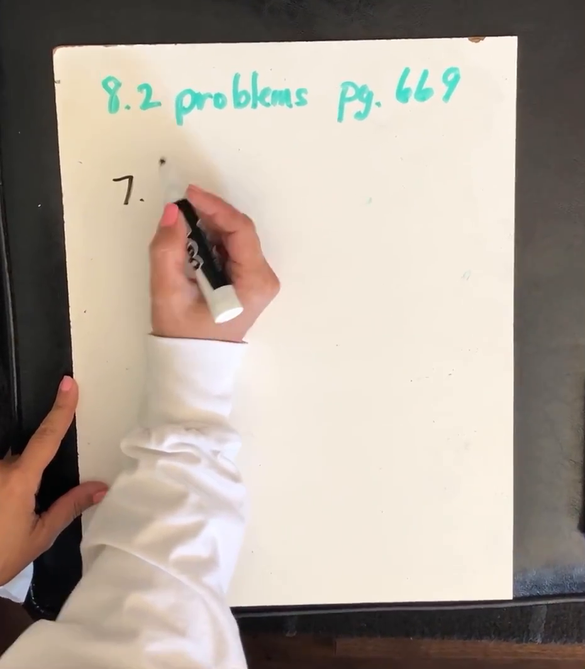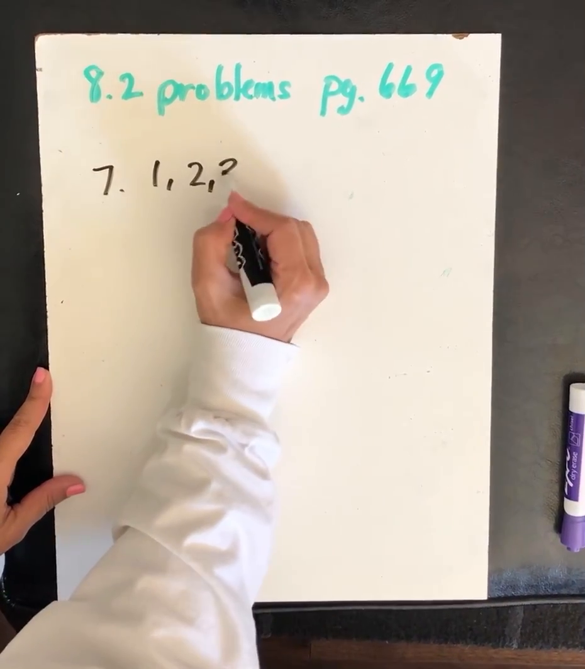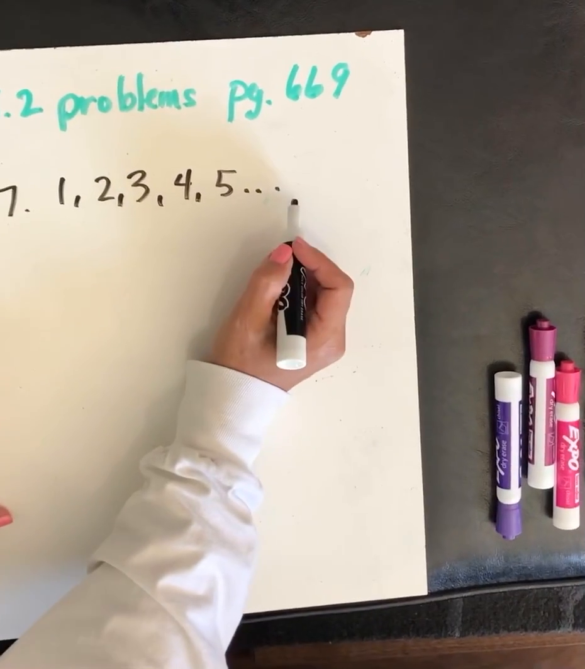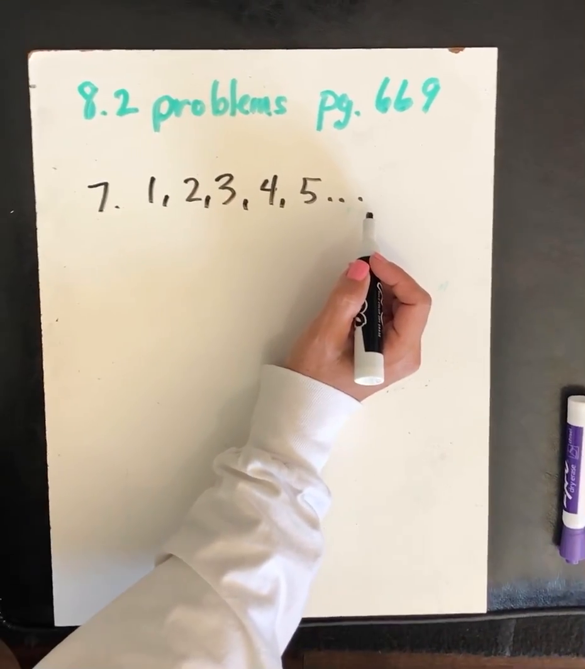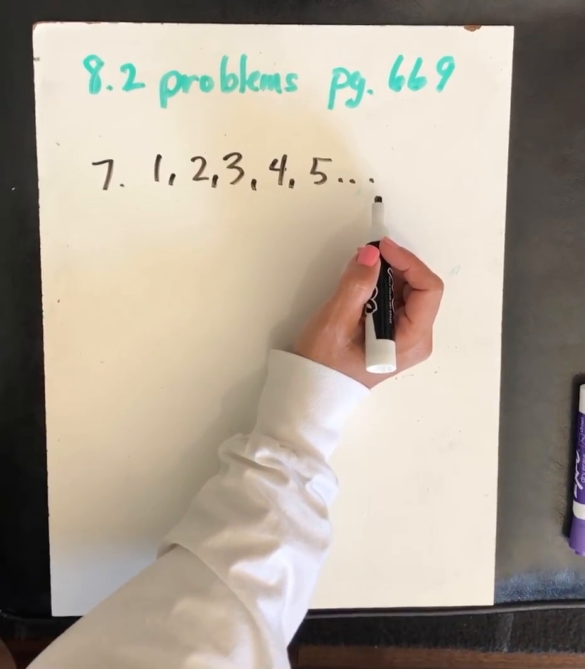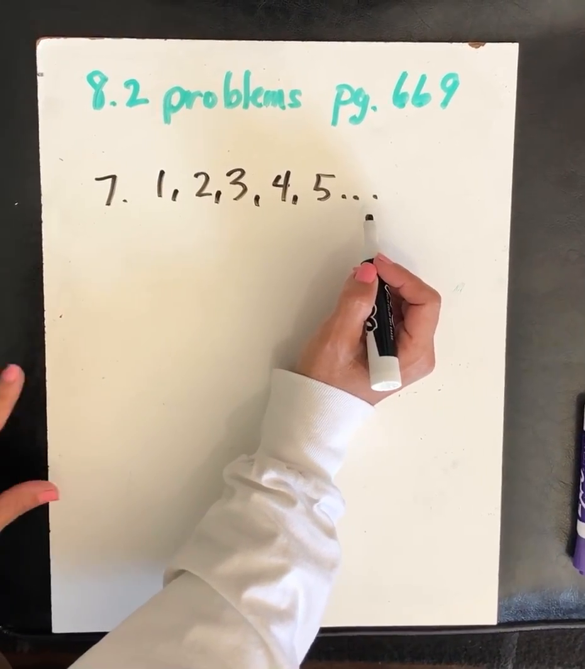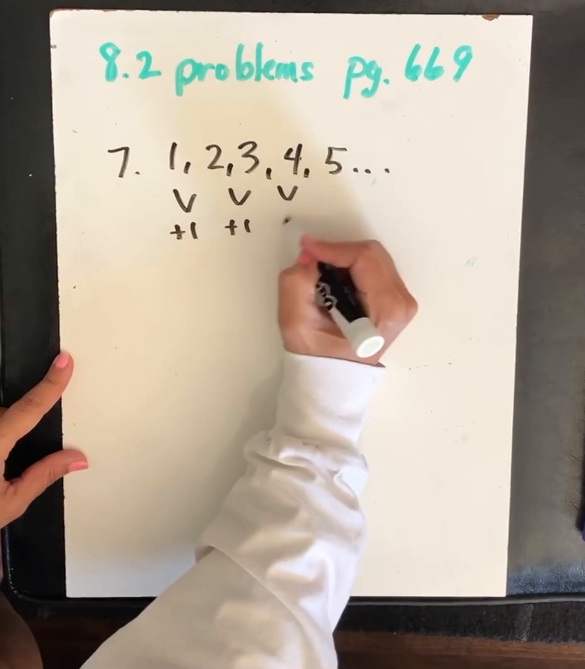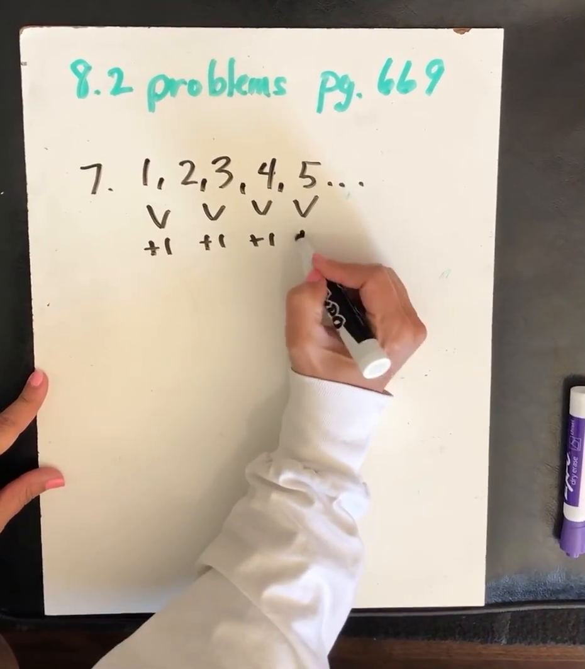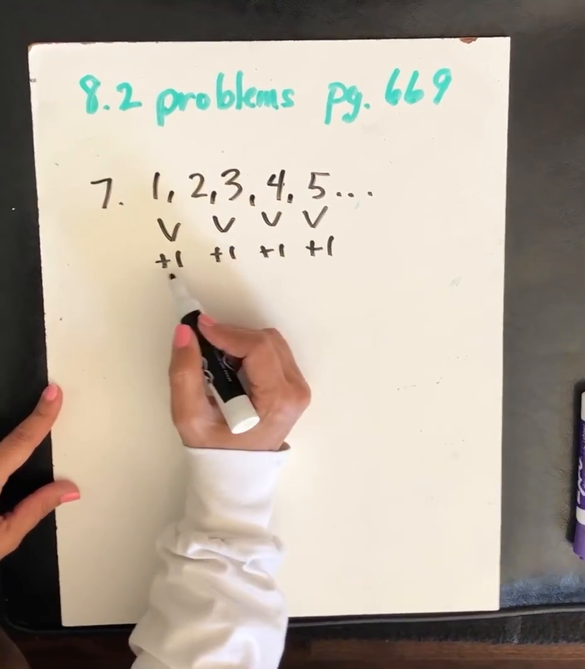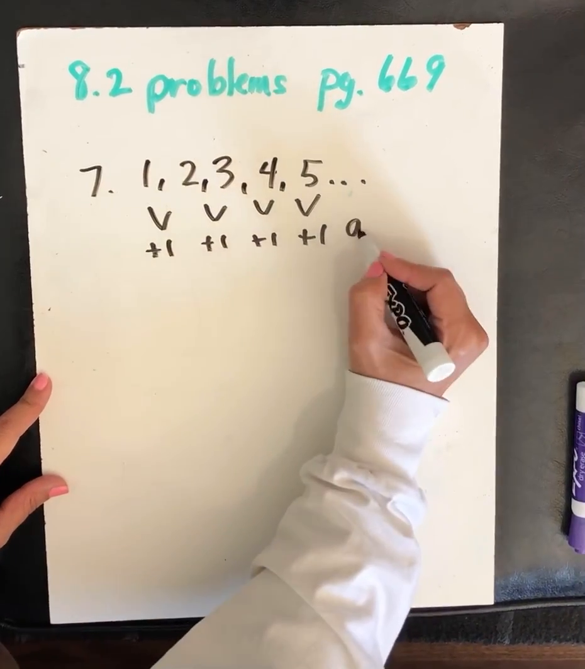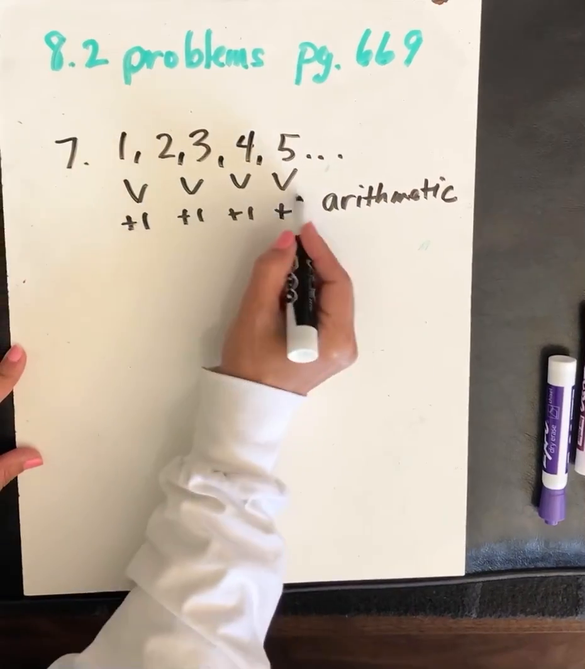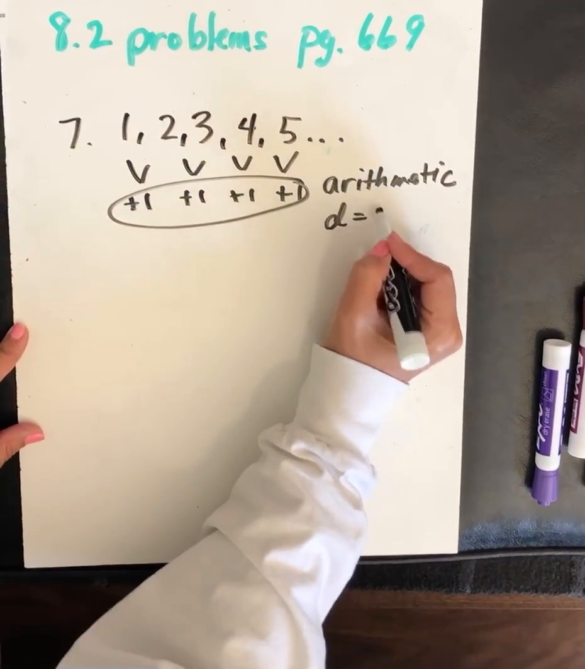On number 7, they give you the sequence of 1, 2, 3, 4, and 5, dot, dot, dot. That means there's an infinite number. We're trying to decide if it's arithmetic, and if it is, then what the common difference is. If it's arithmetic, you will be able to add the same amount from one term to the next term. So since it has a constant amount of being added of 1, it is an arithmetic sequence. And the common difference, or D, equals 1.